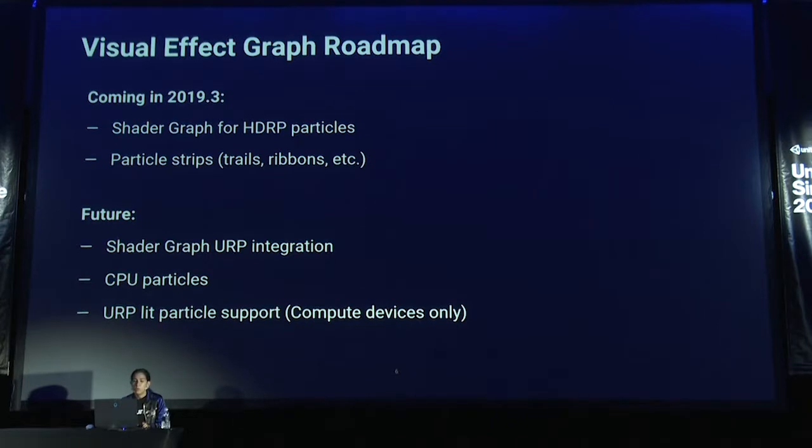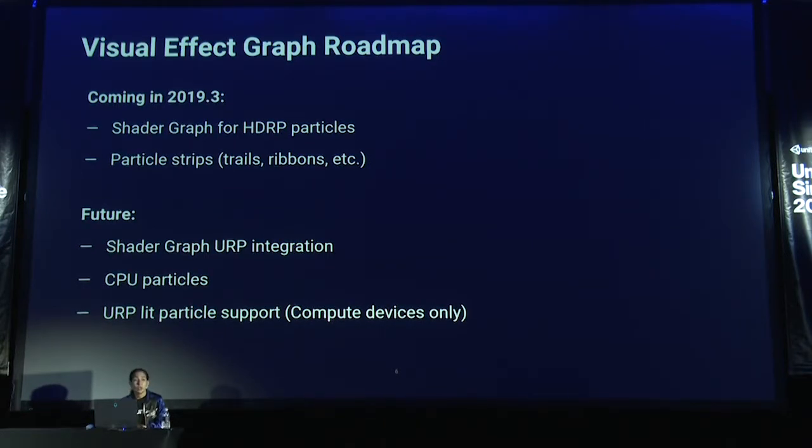Now, what's coming up overall for the visual effect graph roadmap? In 2019.3, later this year, visual effect graph is out of preview, so it's production ready and you can use it in your projects later this year. We're also going to officially release the shader graph for the HDRP particles. And also particle strips. Like I mentioned before, trails, ribbons, and more, that's coming in Unity 2019.3.